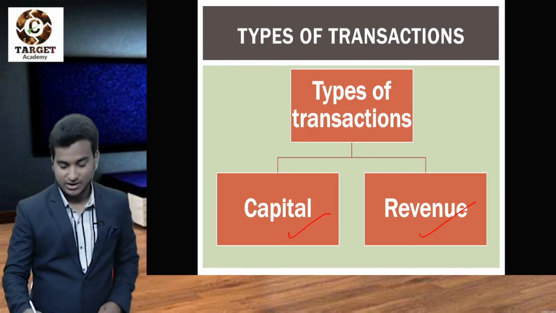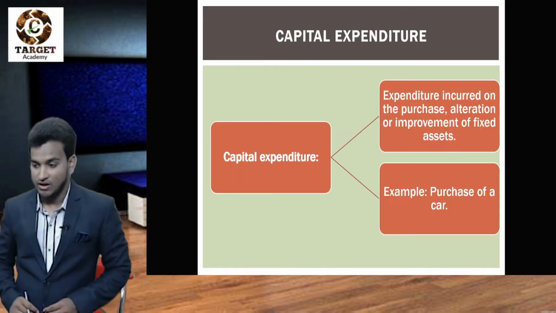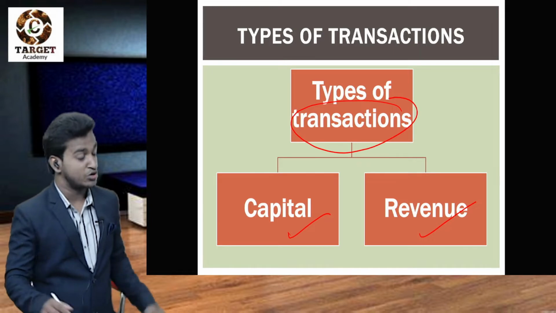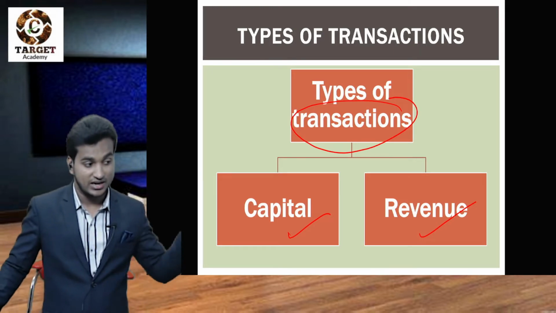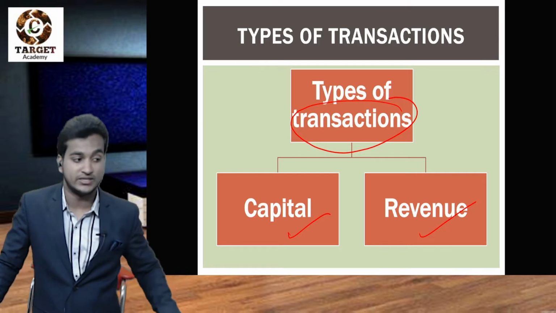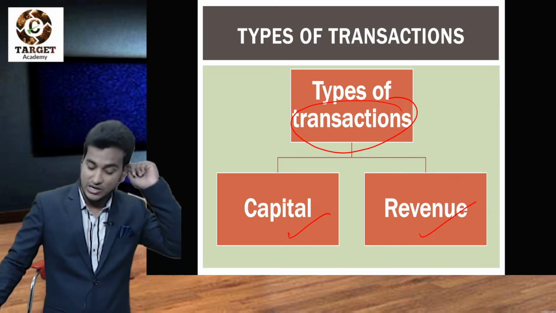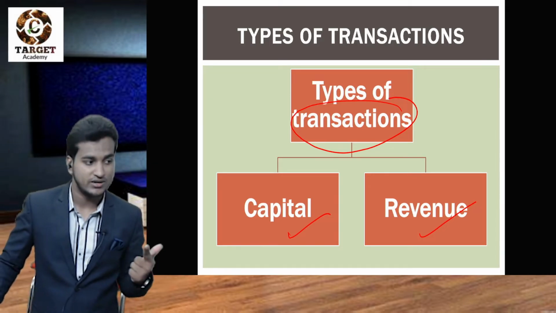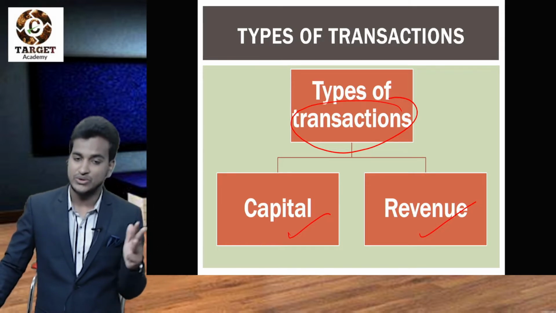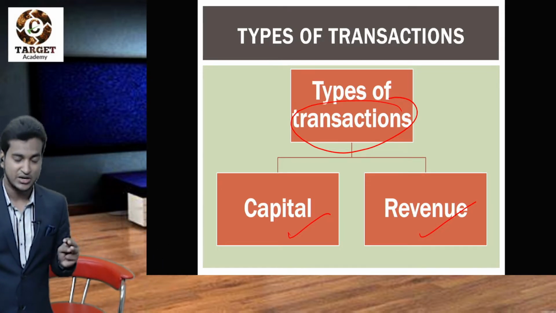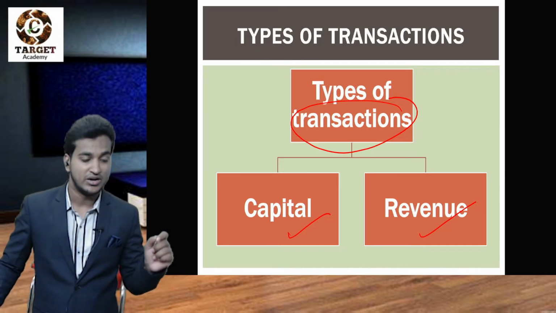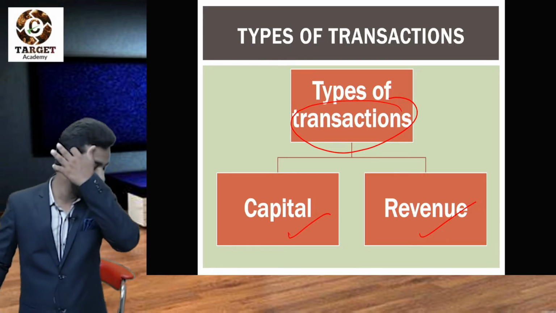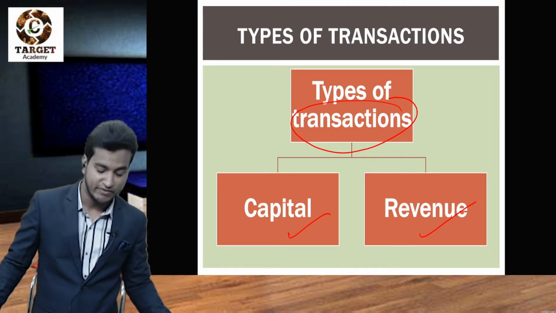Capital transactions, revenue transactions. First one, capital expenditure. Transactions include purchases, sales. Here receipts, payments, that means receipts, expenditure. So we'll cover capital expenditure, revenue expenditure, capital receipt, revenue receipt. These four are major points. In addition to that, one more concept is there, that is called deferred revenue expenditure. These five concepts will play a major role in this chapter, capital and revenue transactions.